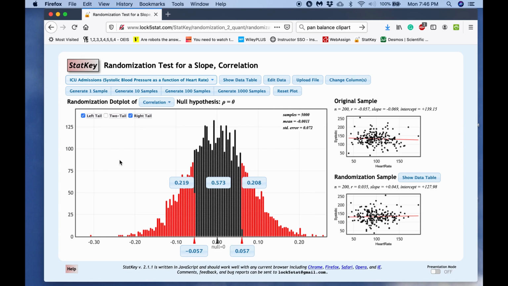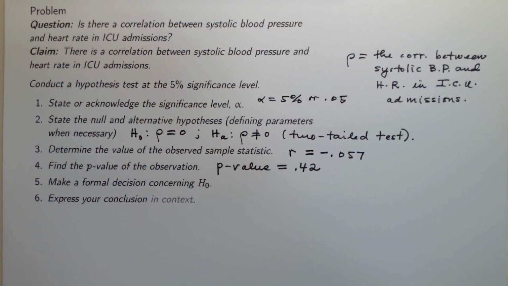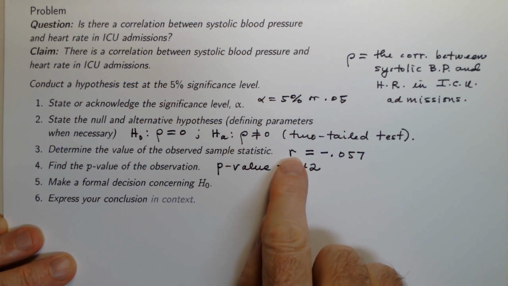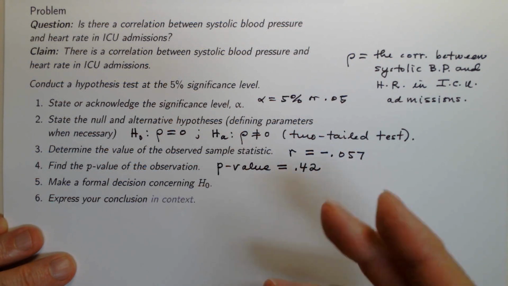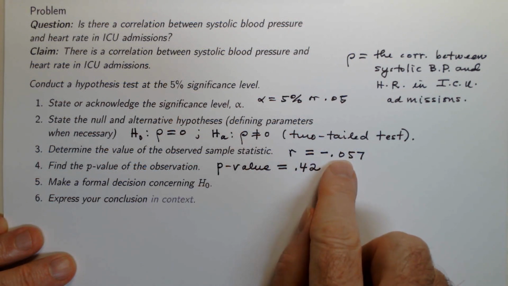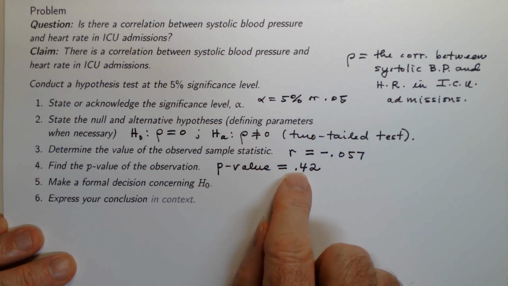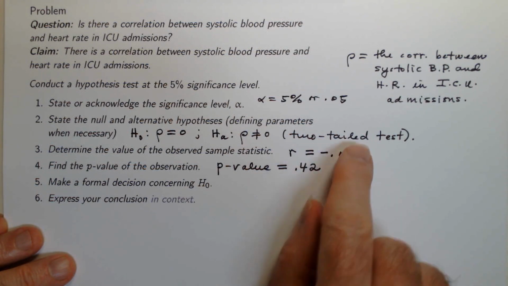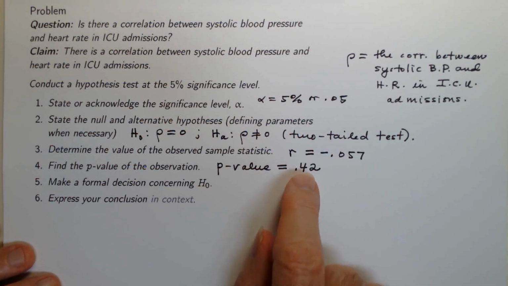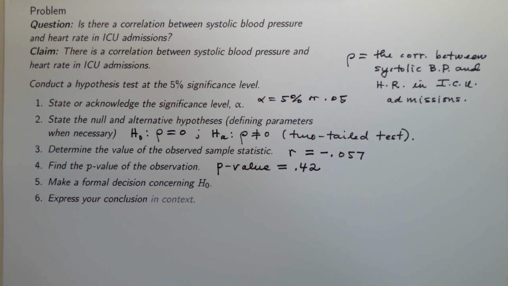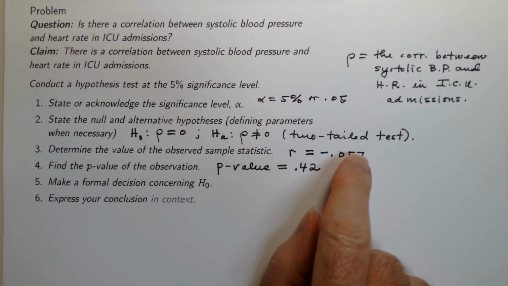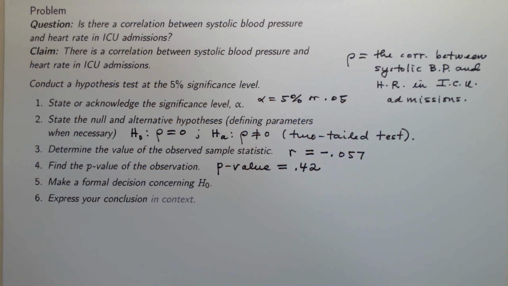So let's head back to the document camera and complete parts 5 and 6 of our analysis. All right, so welcome back to the document camera. Our little foray into StatKey showed us that the correlation that exists within the sample was slightly negative, but still very close to zero, a negative 0.057. And we determined that the p-value using the two-tailed test was found to be a rather large 0.42. So this is actually not that unusual. All right, so the p-value is 0.42.